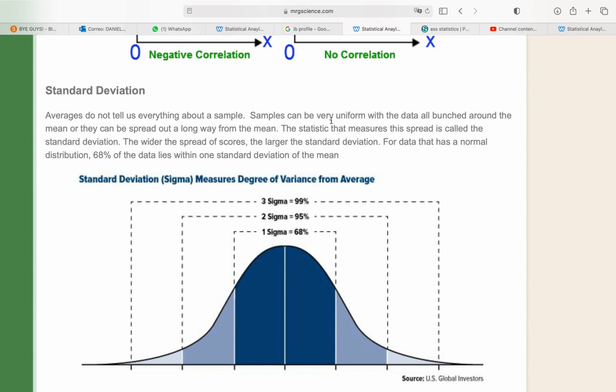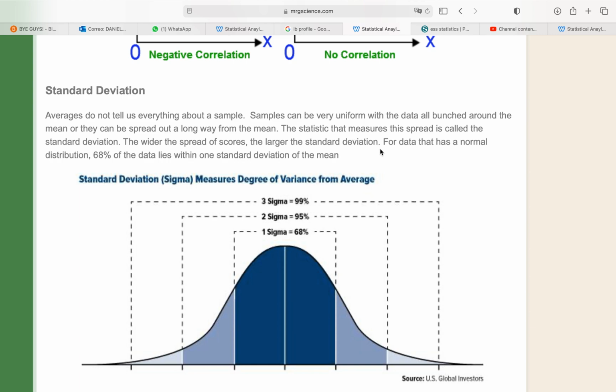Okay, samples can be very uniform, but in some cases they are very far away from the mean. The statistic that measures this spread is called the standard deviation. Okay, this is spread, how the data is spread. The wider the spread of scores, the larger the standard deviation.